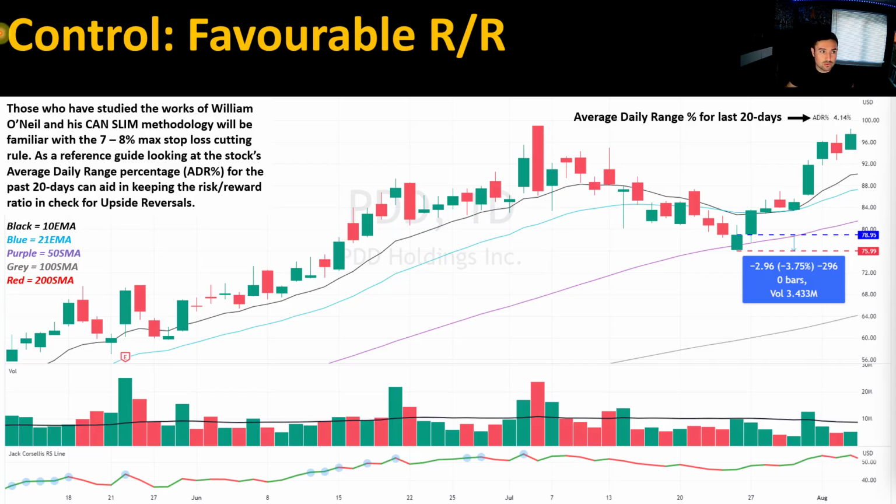Those who have studied the works of William O'Neill and his CANSLIM methodology, the How to Make Money in Stocks book is absolutely fantastic, worth its weight in gold in my view, will be familiar with the 7 to 8% max stop loss cutting rule. As a reference guide, looking at the stock's ADR, which is the average daily range percentage for the past 20 days, can aid in keeping the risk versus reward ratio in check for upside reversals.